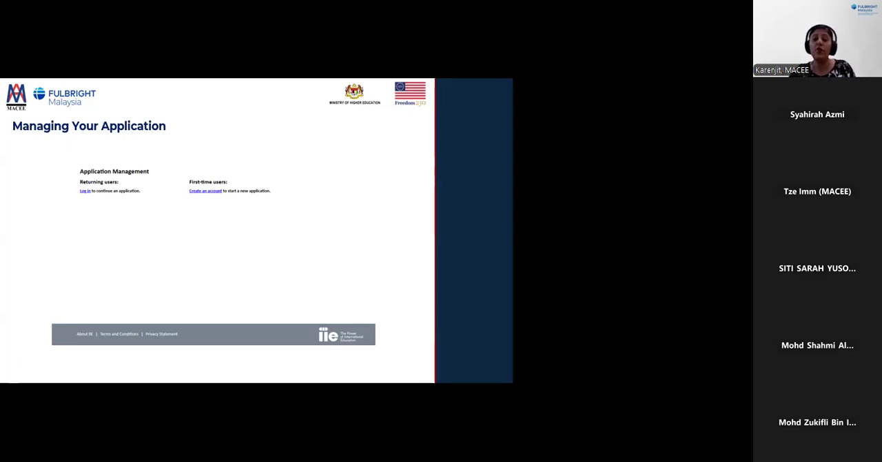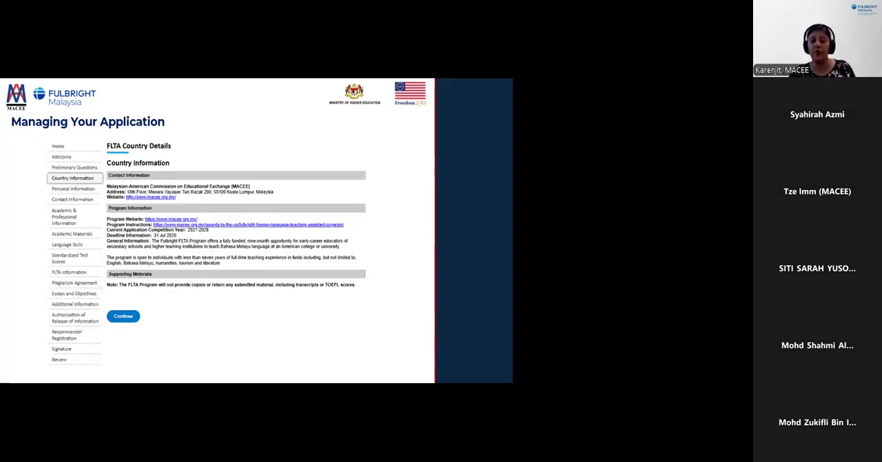For first-time users, you will have to create an account. But if you already have an account, say you started an FLTA application in the past but did not submit, you are considered a returning user. You just log in using your previous login credentials, and you can start a new application for this application cycle. You do not have to do the steps a first-time user needs to do. Once you log in, this is the page you'll see.